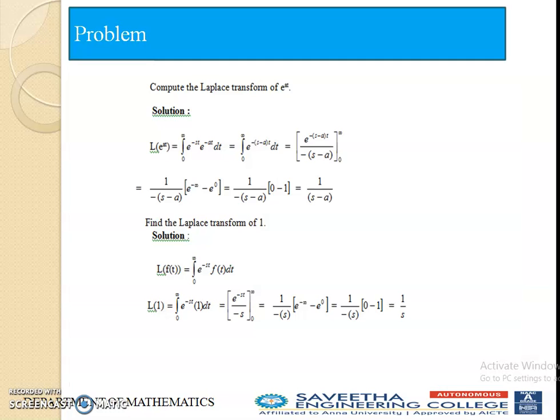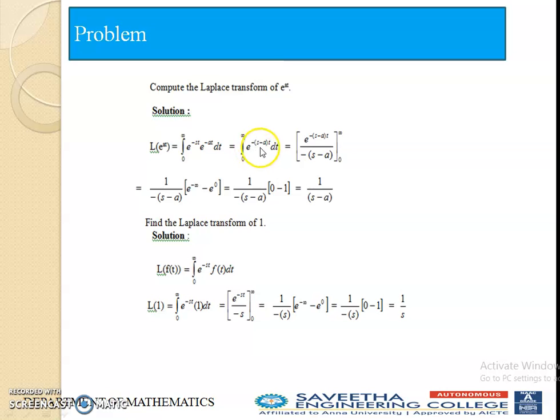Problem number 1. Compute the Laplace transform of e power at. Here f of t is given. What is the Laplace transform formula? L of f of t equals the integral from 0 to infinity of e power minus st into f of t. It's a formula, so e power minus st is a fixed one. Replace f of t with e power at, so minus st plus at, then dt, equals the integral from 0 to infinity of e power. Here I can take one minus outside. Already this one is plus, so we can take minus outside.